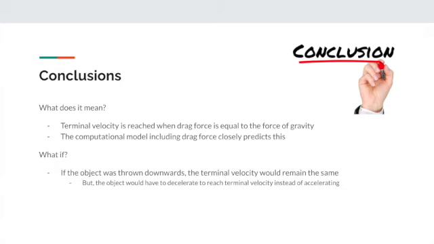There is no factor for if it was intentionally thrown down or other things acting on it. So what if the object was thrown down? The terminal velocity would remain the same. However, the object would have to decelerate to reach terminal velocity instead of accelerating. So that concludes my presentation.